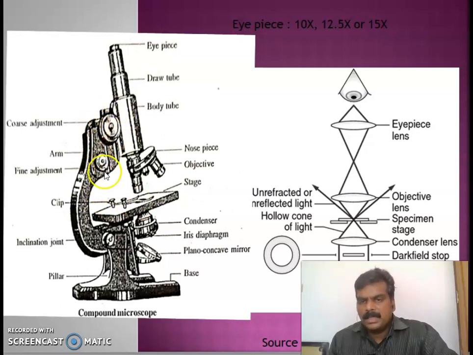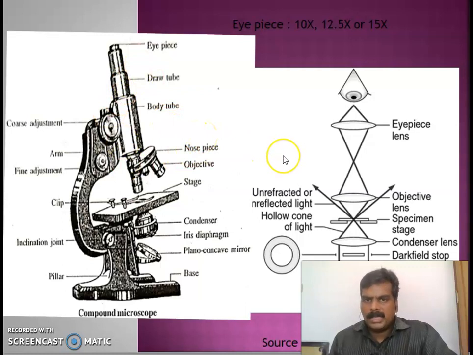It is enabled with a rack and pinion. So by rotating this coarse adjustment and fine adjustment, we can lift the body tube up and down. Within the body tube there is a draw tube. Within the top tube this eyepiece is mounted. We can adjust the position of the eyepiece by using the coarse and fine adjustment. Now this has a two lens system.